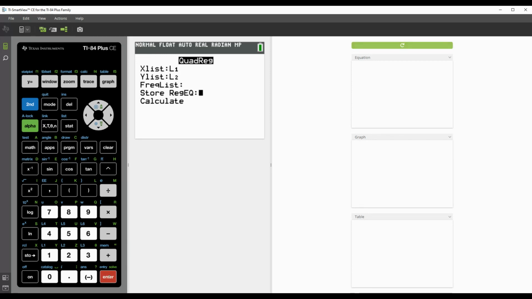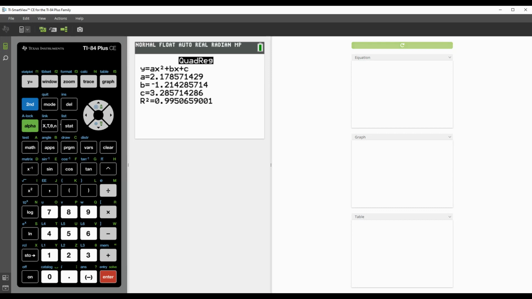I just keep hitting enter until it calculates it for me. Now notice I got a correlation factor of 0.995. That's really good. That means that data fits with this equation 99.5%, which is great.